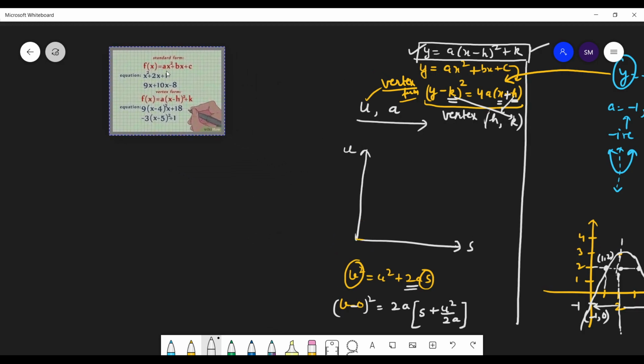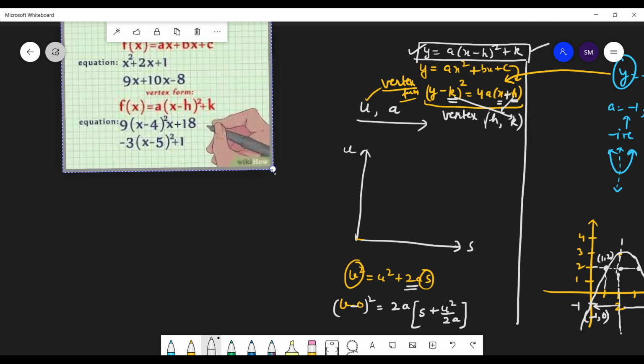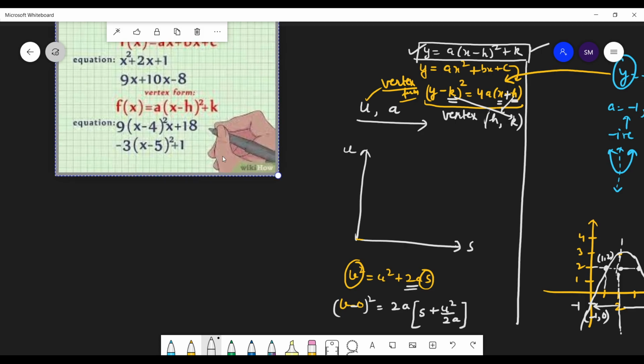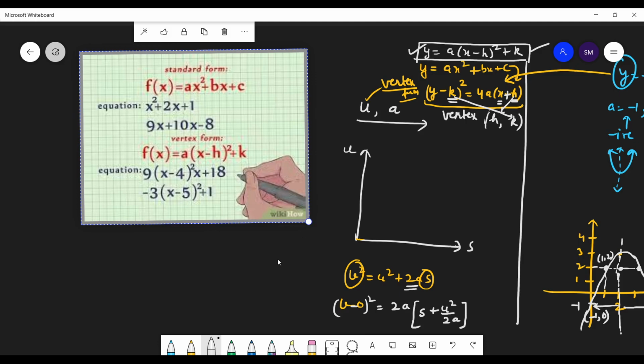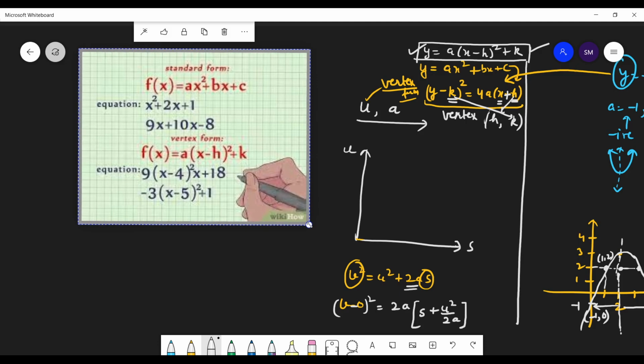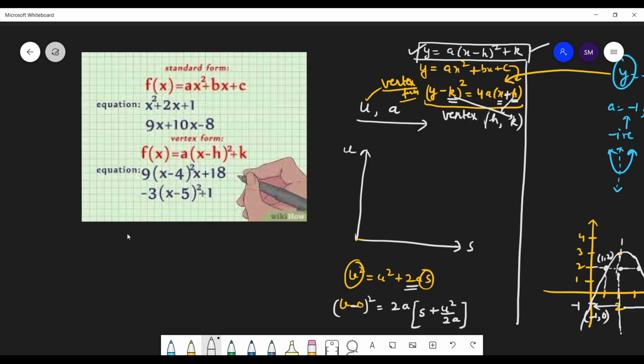Friends, just look here. You have this standard form, y equals ax square plus bx plus c. So this is your equation.